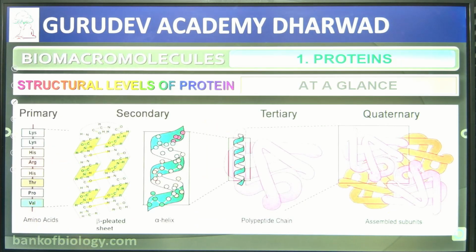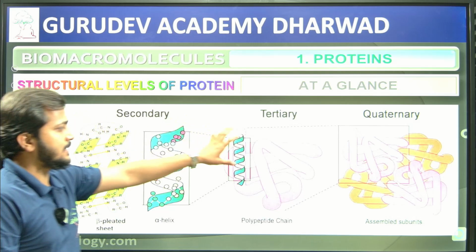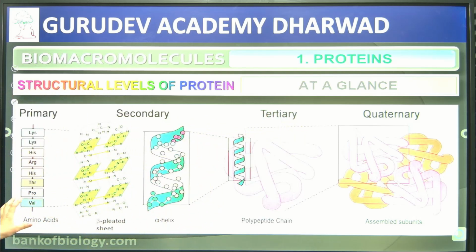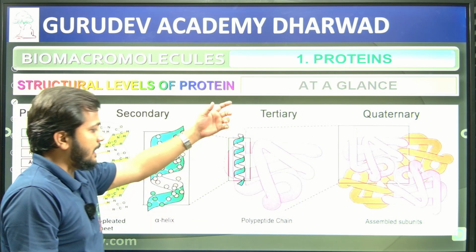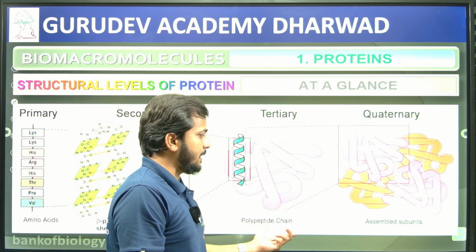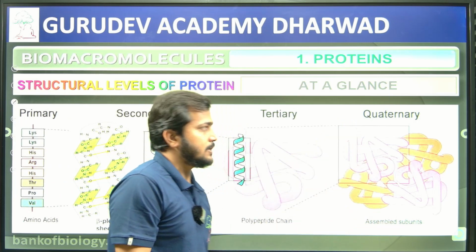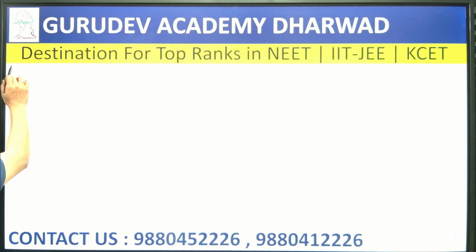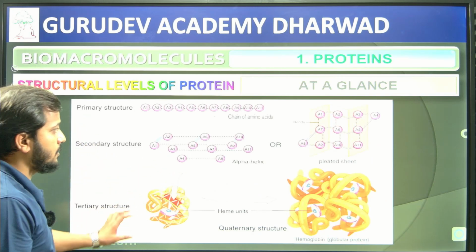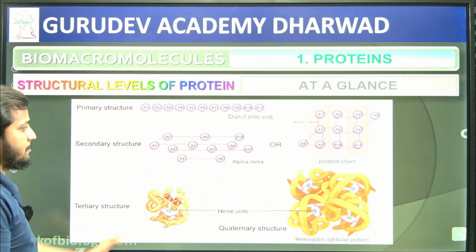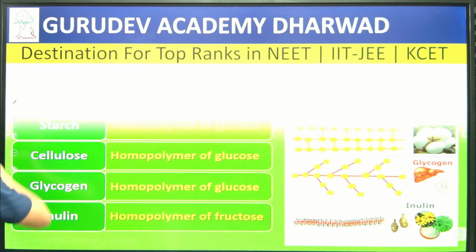Then with respect to protein, you will find primary, secondary, tertiary and quaternary types of assemblies. In primary you will find a simple structure, in secondary you will find beta pleated sheet and alpha helix, in tertiary you will find the polypeptide chain, and in quaternary you will find assembly of subunits, right? Then consider this one more glance at the overall structure of protein, so you should remember this, right?